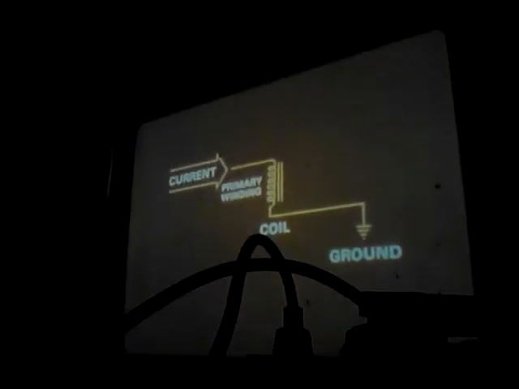In both types of ignition systems, the starting current flows through the primary winding of the coil as it goes from its source to ground. When current flows in this winding, a magnetic field is created. The intensity of this magnetic field directly depends on the amount of current flowing.